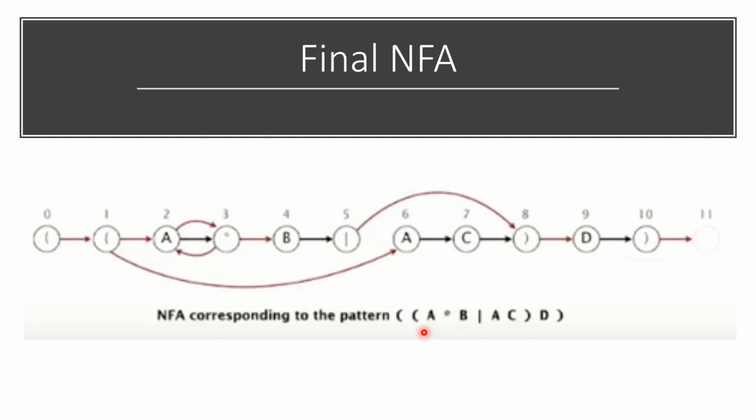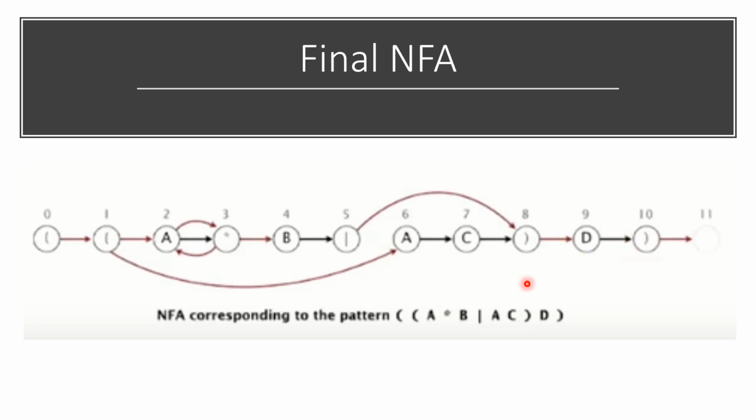So for instance, if you're given the same regular expression (A* B | A C) D, we put parentheses around that, and for each of these characters, we introduce a state. The leftmost parenthesis, the next one, and the A, and the star, and the B, and the or, and A, C, and the right parenthesis, D, and the right parenthesis, and so on. So we can make state 11 the accepting state. If you want, you can make this the accepting state too.